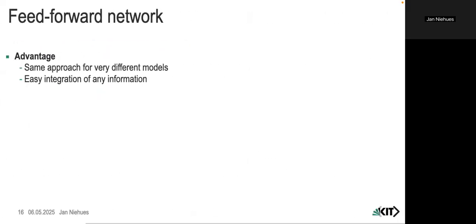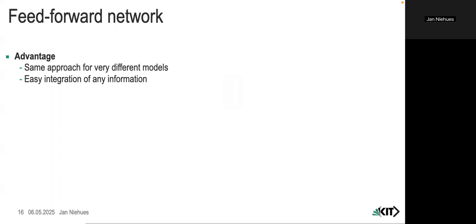So one of the big advantages is we can now use the same approach for very different types of models. And that's one of the big benefits of deep learning. We have very different types of tasks, but you can always use the same type of model and just learn it. So you don't have to put the work into what is a good model, but you have this type of network which learns it automatically.